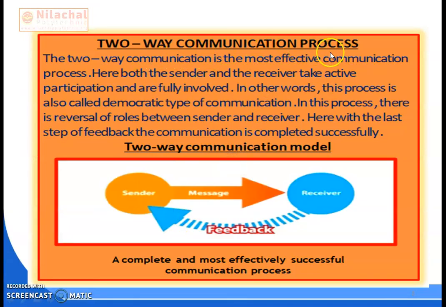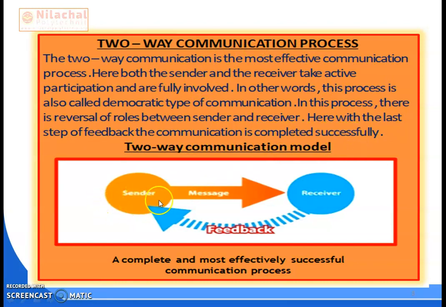Then the two-way communication process. The two-way communication process is the most effective communication process. Here both sender and receiver take active participation and are fully involved. In other words, this process is also called the democratic type of communication. In this process, there is reversal of roles between sender and receiver. This is the most important part of two-way communication. Here, with the last step of feedback, the communication is completed successfully.